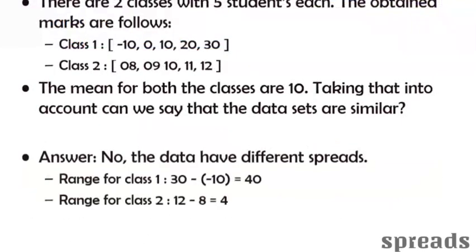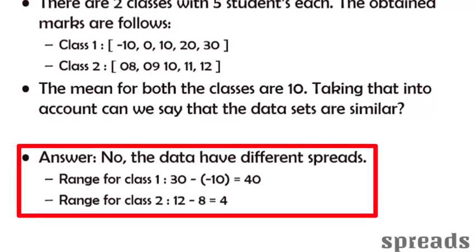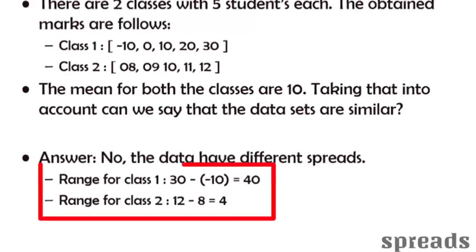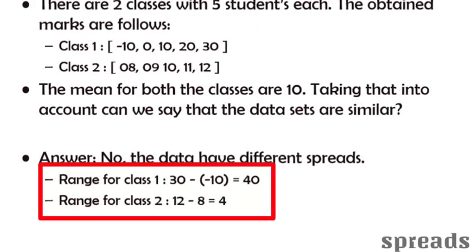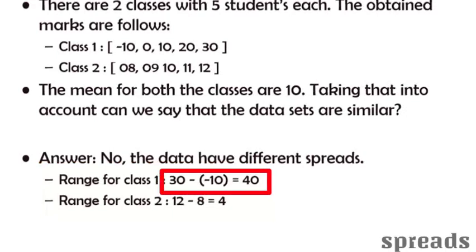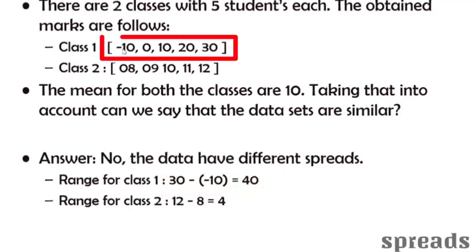So we'll take a moment to understand this on the scratch pad. We'll find the range of the data set and check whether the data has differences between the two classes. The range is nothing but the maximum value minus the minimum value of the class. That is 30 minus -10, so you can see the range is 40. 30 is the highest number and -10 is the lowest number.